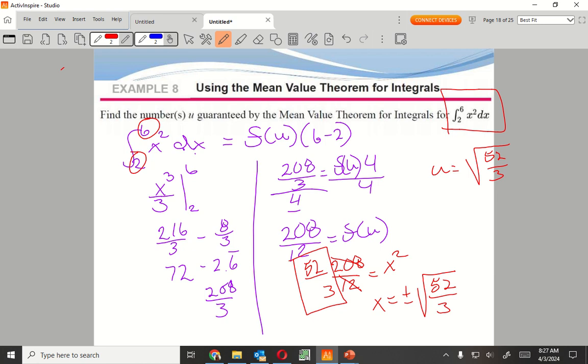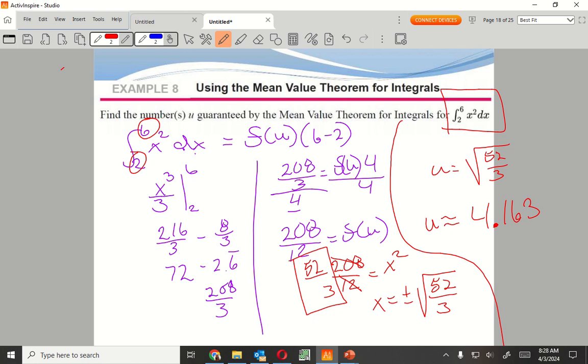And since we have the opportunity and you guys have your calculator out, what is my u going to be? Give me 3 decimals on that one. Four point what? 3 decimals. 4.163. There you go. So there is my u value.